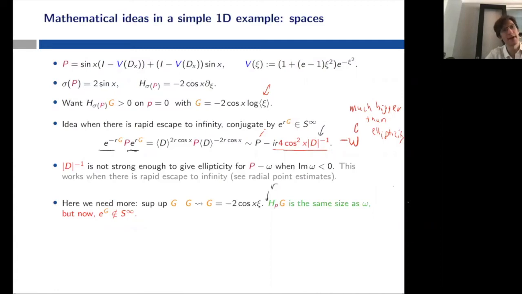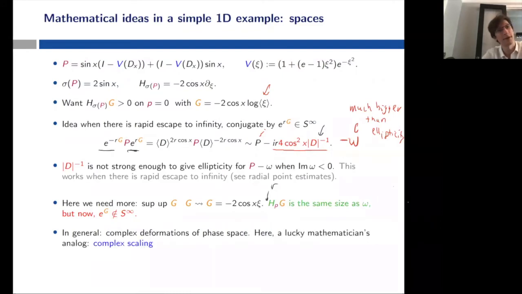If you want to be morally at least conjugating by e to the G with G this linearly growing object, then you need some analyticity running around. Okay, so in general what you do is you make complex deformations of phase space to make this work. So again, I will talk about that at the end if there's time, but here we're lucky mathematicians and we can do complex scaling. Okay, and this problem is set up precisely so that you can do complex scaling, and so that's what I'm going to explain on the next slide.